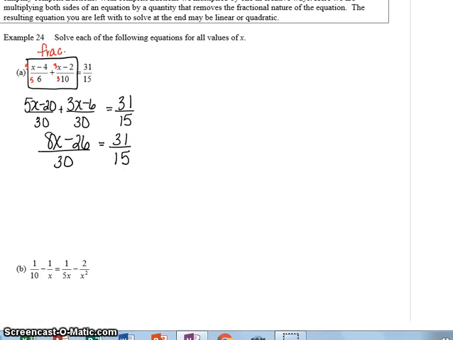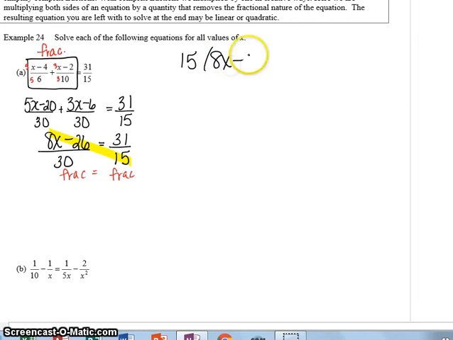Now that you have a single fraction equal to a single fraction, you can just cross multiply. So when you cross multiply, you're going to do 15 times the 8x minus 26, and that's equal to the 30 times the 31. And 30 times 31 is 930. Let me write it out for you.